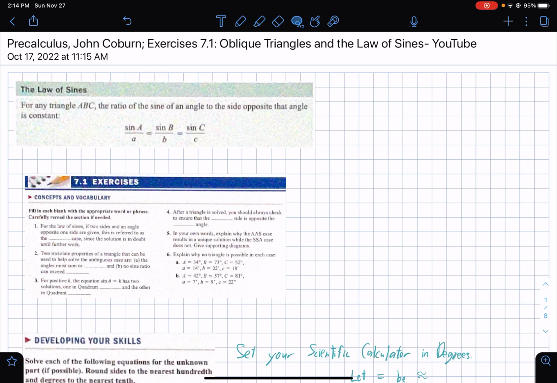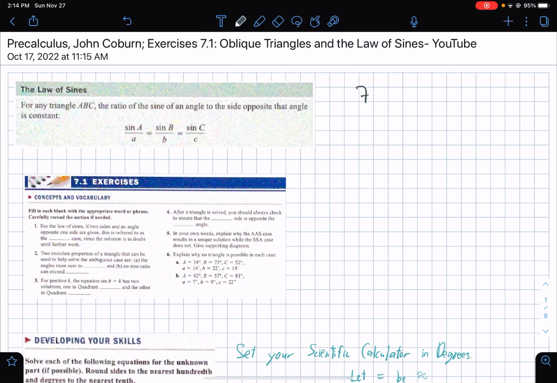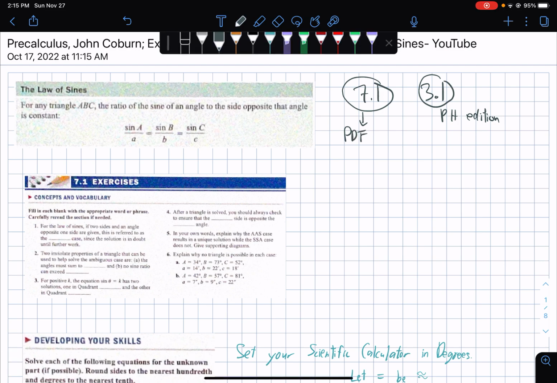In this video, we will be talking about Mr. John Coburn's Precalculus, Exercises 7.1. Now, the 7.1 is also considered as Chapter 8.1, Chapter 3.1 in the Philippine edition. I'm not sure, but this is the chapter according to the PDF. So that's just a clarification.